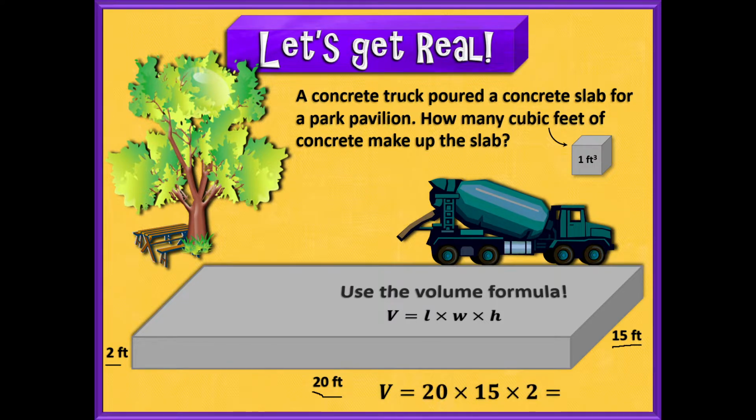Now what we need to do is multiply those three numbers. I'm going to give you a minute to try to multiply those three numbers on a piece of paper. Okay, looking at the numbers, I know 20 times 15 would be 300. So now I need to take 300 times 2. 300 times 2 would be 600. So the answer to the problem would be 600 feet cubed.